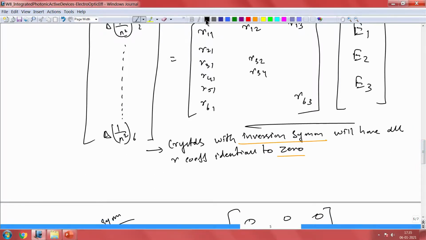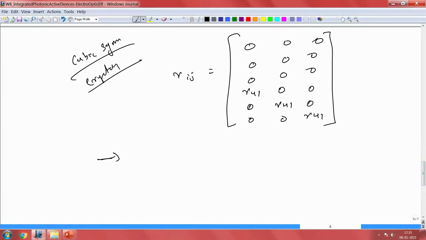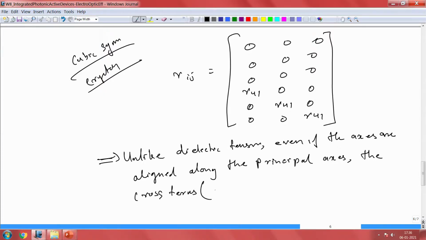The next one that I mentioned is about the non-zero values. So for the non-zero values, let us make a statement here. Unlike dielectric tensors, even if the axes are aligned along the principal axis, the cross terms, in this case 4, 5 and 6, are not necessarily 0. So that is an example that I just showed you here.